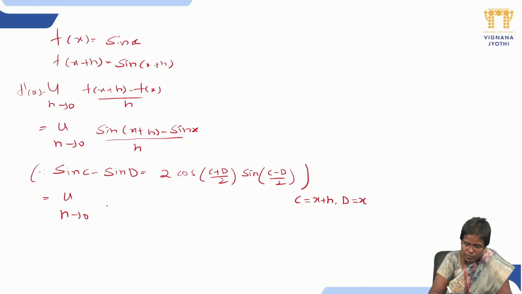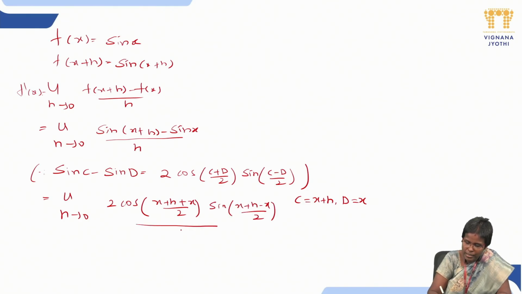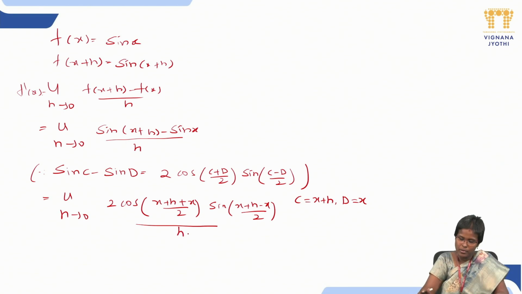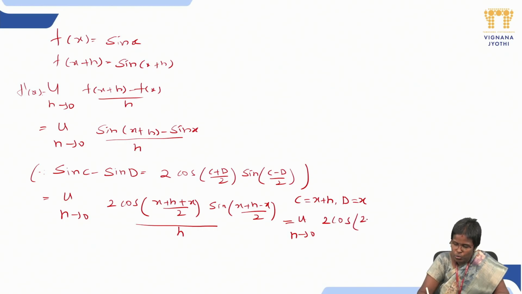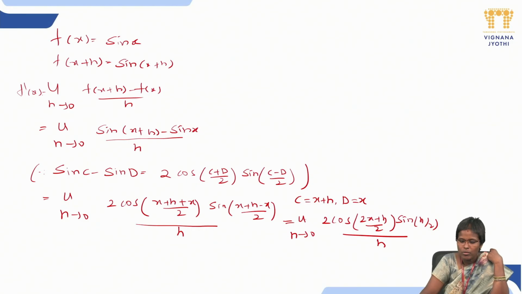Now, if we substitute in this formula, we get limit h tends to 0, 2 cos of (x plus h plus x) by 2 times sin of (x plus h minus x) by 2, divided by h. If we simplify, limit h tends to 0, 2 cos of (2x plus h) by 2 times sin of h by 2, divided by h. Now we got this one.